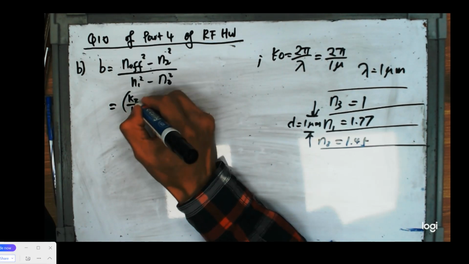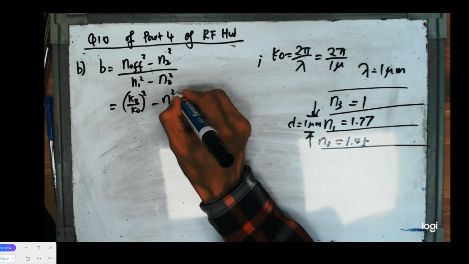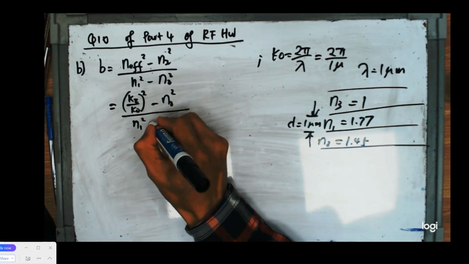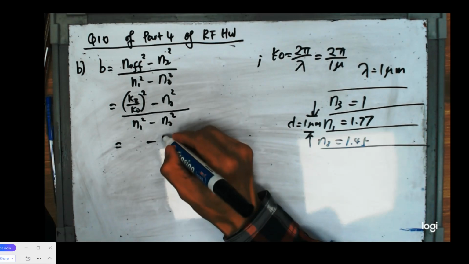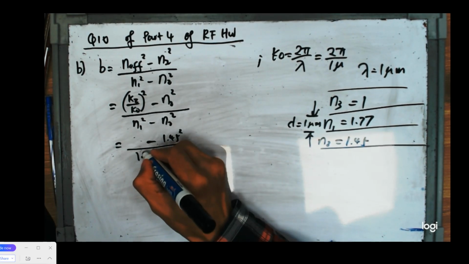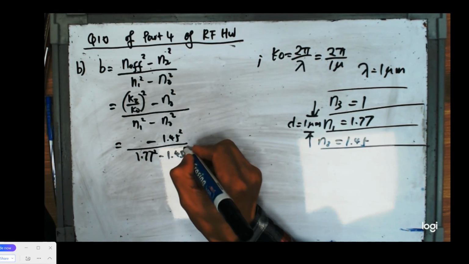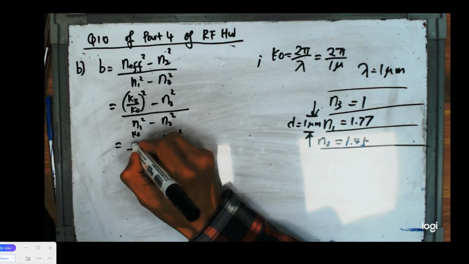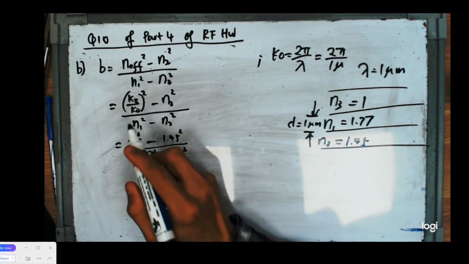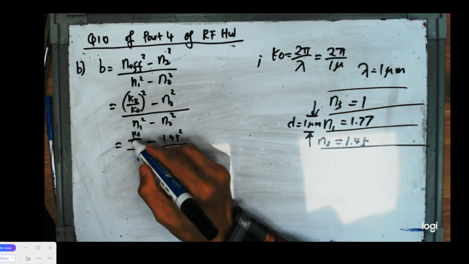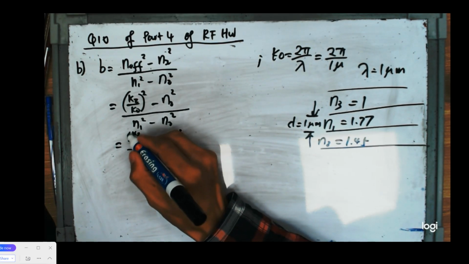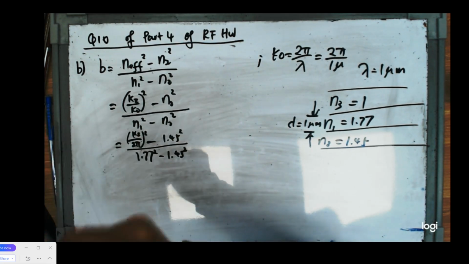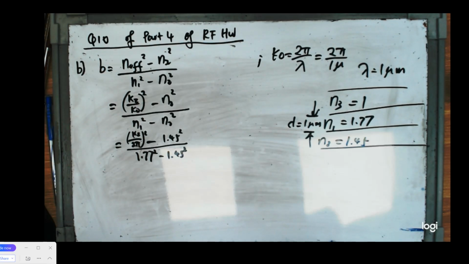Then n2 is 1.45 squared, and then 1.77 squared minus 1.45 squared, and then Kz over K0. Now, in the end, when we calculate Kz, we will express it per micron. So we should put 2 pi here, and then squared. And the value of b we will find out from the b-V curve.